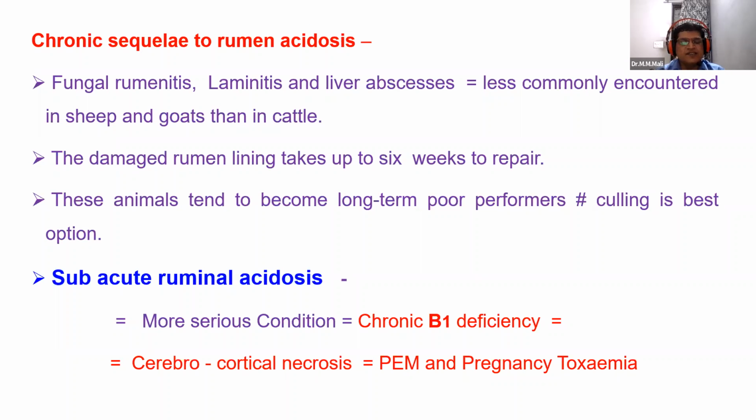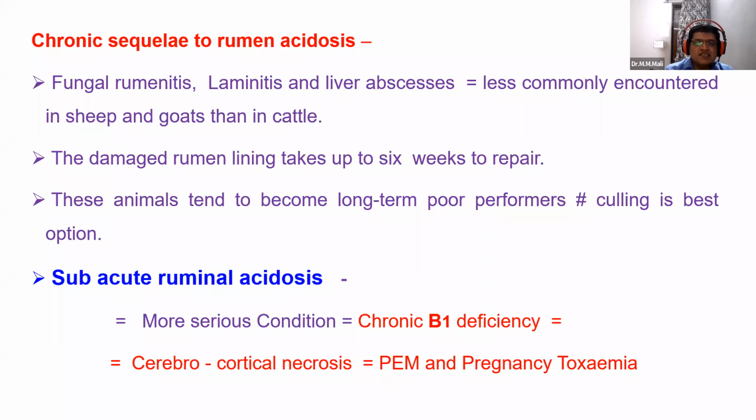So culling is the best option in these conditions. Subacute ruminal acidosis is also a very serious concern for the field veterinarian, particularly because this condition has been neglected, as the animal has low pH but it is not causing any disturbances in the digestive system.